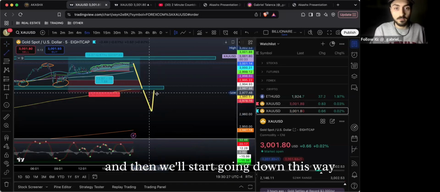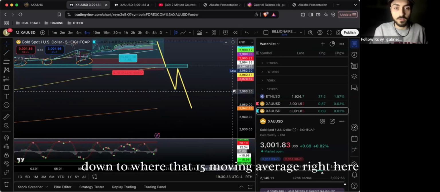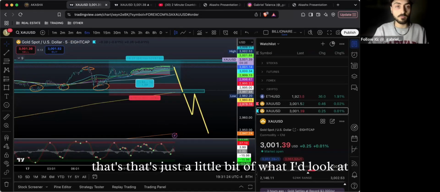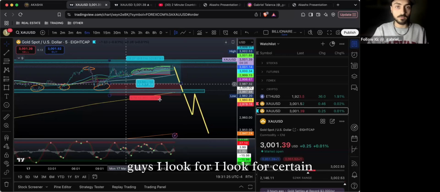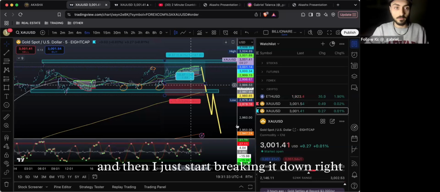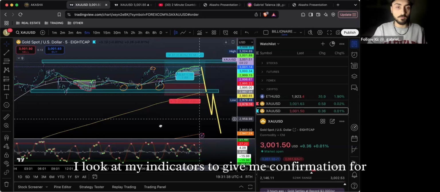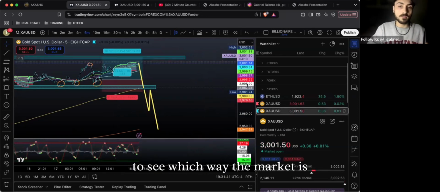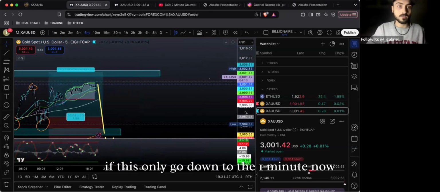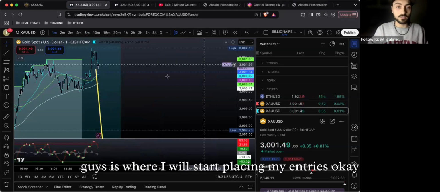And then it'll start going down this way, down to where? That 1500 moving average right here, this orange line. That's just a little bit of what I look at, guys. I look for highs and lows on the 4-hour time frame, and then I just start breaking it down, right? And I look at my indicators to give me confirmation to see which way the market is actually going to start moving, right? So like I said, let me go down to the 1 minute now. So the 1 minute, guys, is where I will start placing my entries, okay?